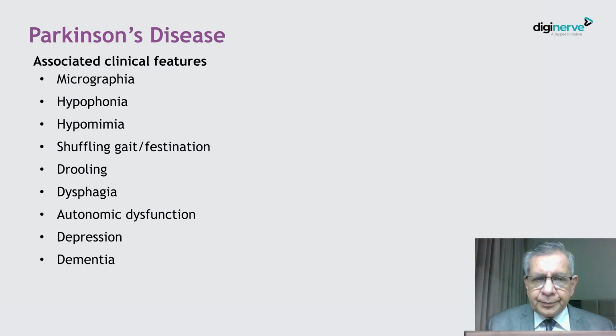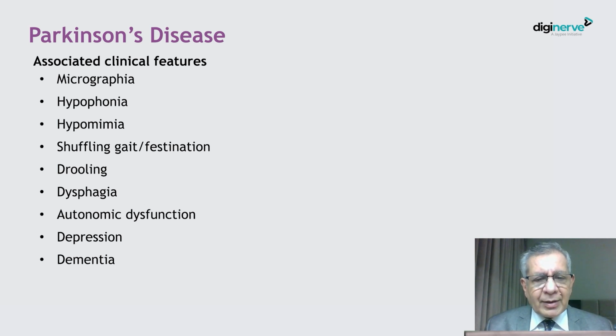Besides the four big features, there are other clinical features which are manifestations of the four main features that I described in the previous slide. They are micrographia, or small handwriting; hypophonia, or reduced volume of speech; hypomimia, meaning the facial expressions become less; and the shuffling gait of festination, where the stride is small and people seem to shuffle in baby steps or small steps.